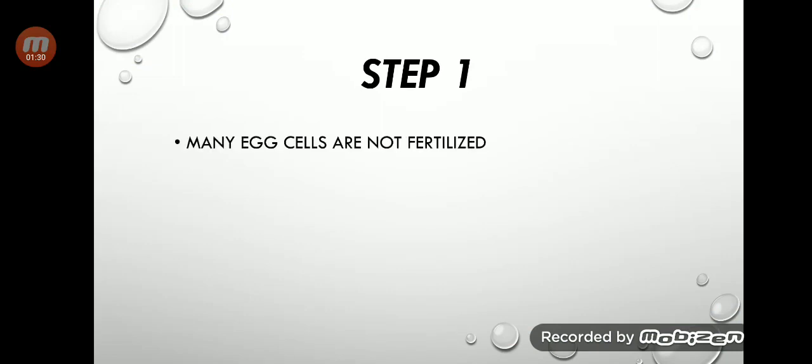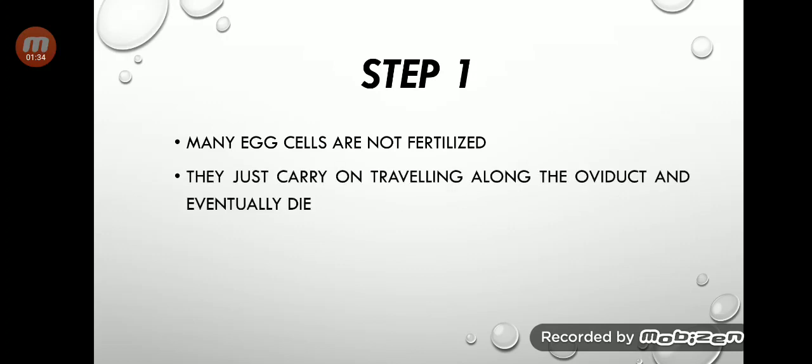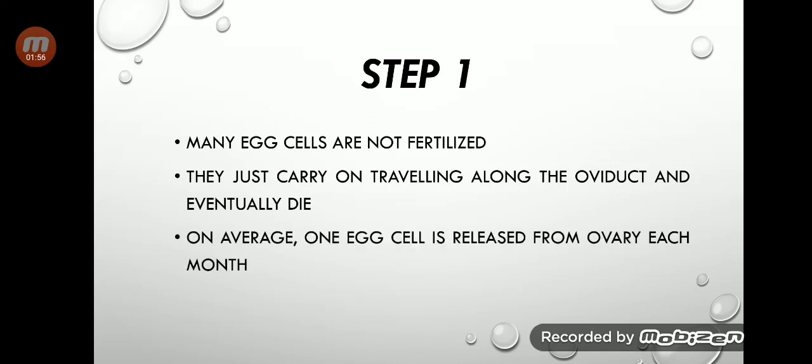Okay, many egg cells are not fertilized, right? They just carry on traveling along the oviduct and they eventually die. So this is our answer to the question of what happens if the egg cell is not fertilized. If the egg cell is not fertilized, it eventually dies. Okay. On average, one egg cell is released from the ovary each month, and this process is called ovulation.